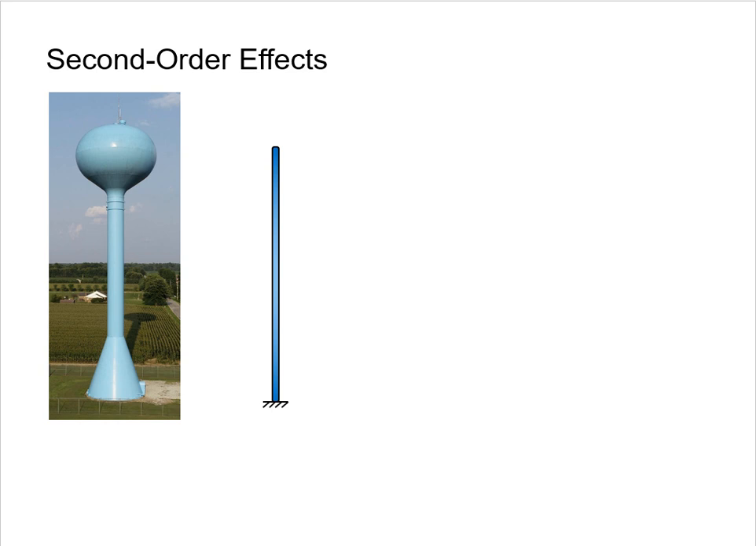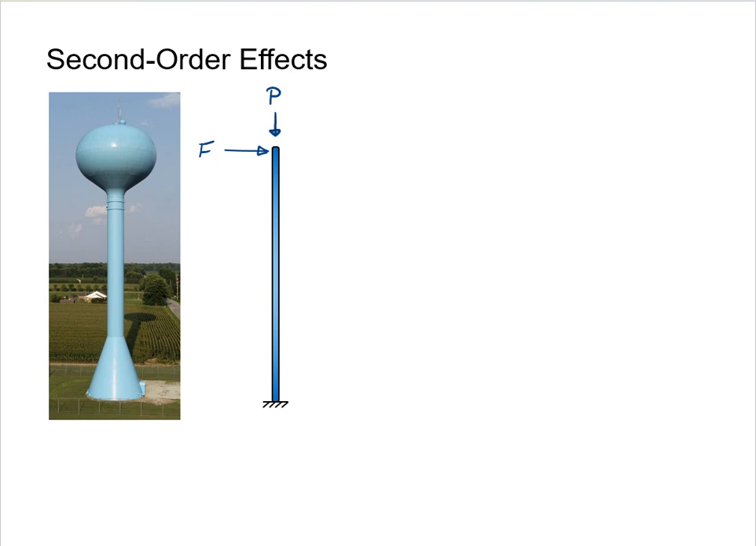The other requirement is that second-order effects must be small. Second-order effects are the effect of the load on the deformed shape. For example, consider an elevated water tank. There's a large gravity load at the top. Then consider what happens when there is a large lateral load due to wind.